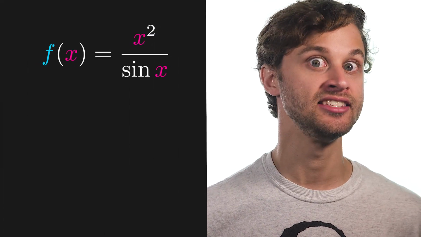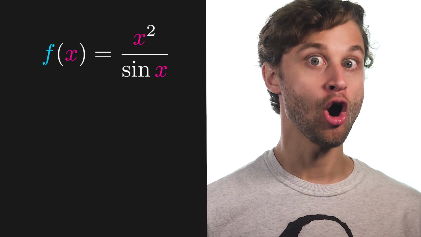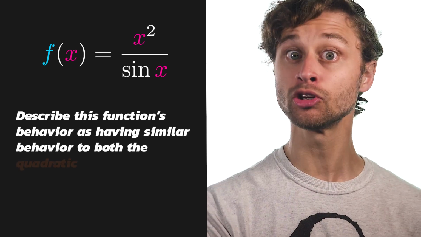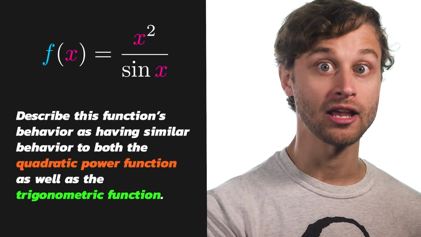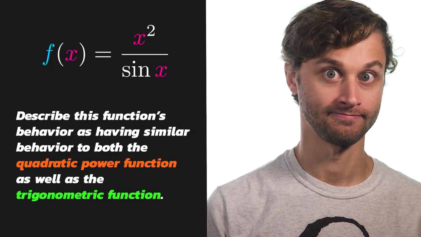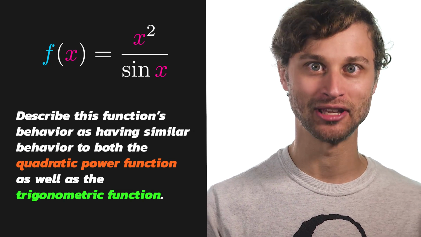In the next episode, we'll be taking a look at this problem. But in the meantime, why don't you try it out yourself? Take a look at this function. f of x is equal to x squared over sine of x. Now describe this function's behavior as having similar behavior to both the quadratic power function as well as the trigonometric function. Try it out yourself, and I'll see you in the solution.